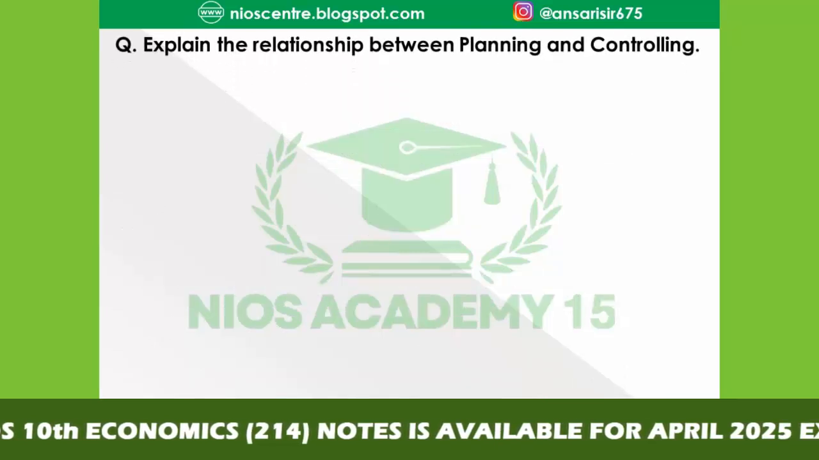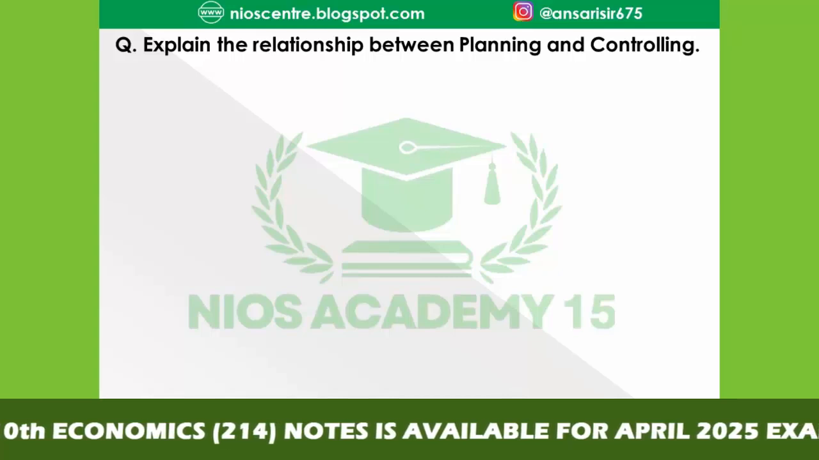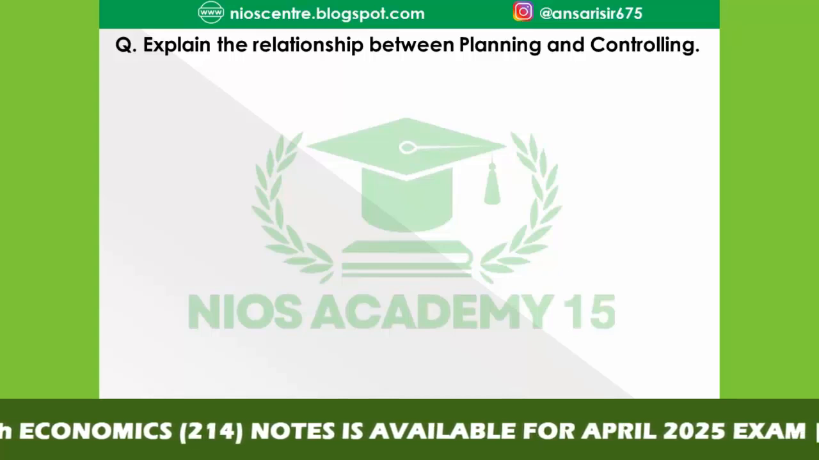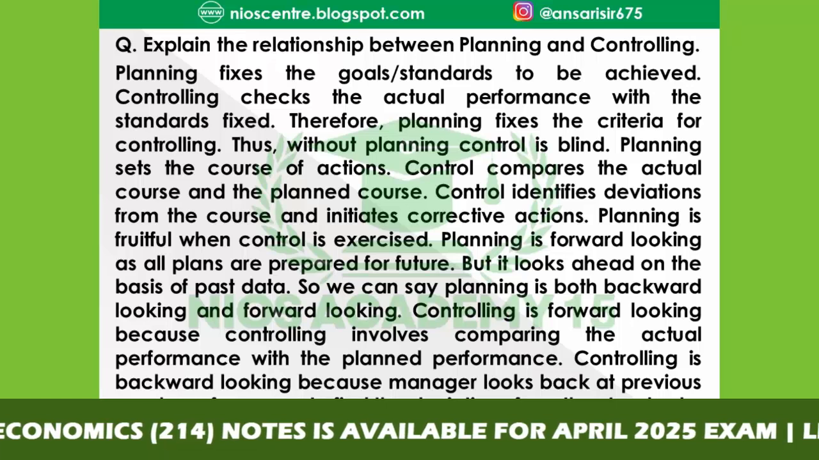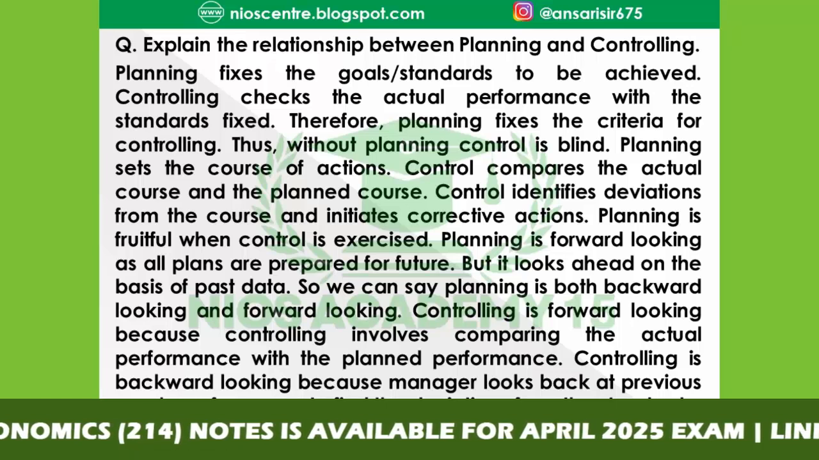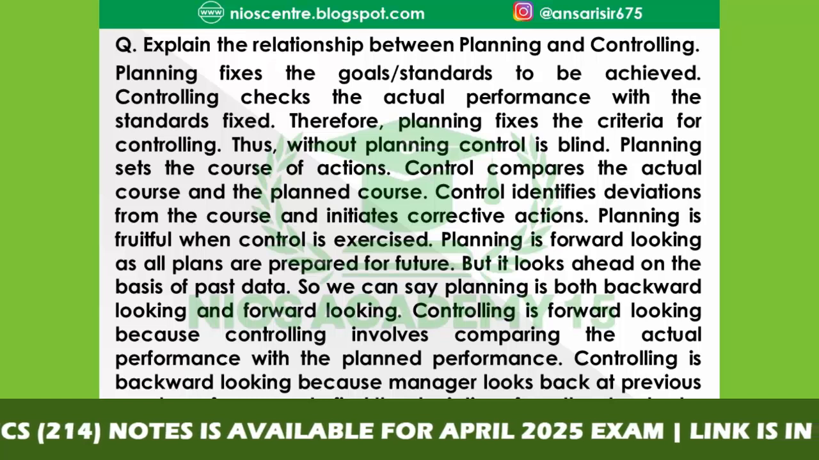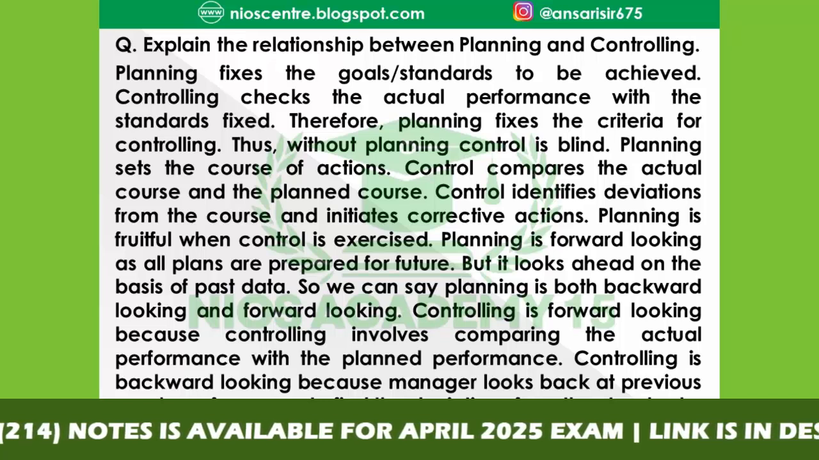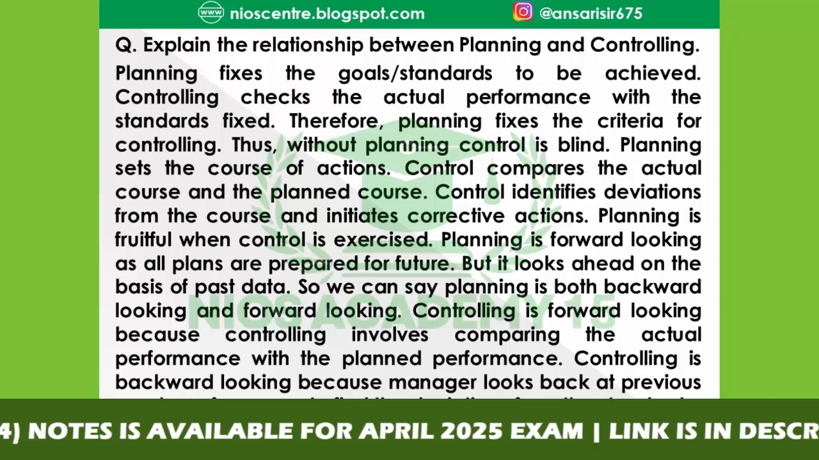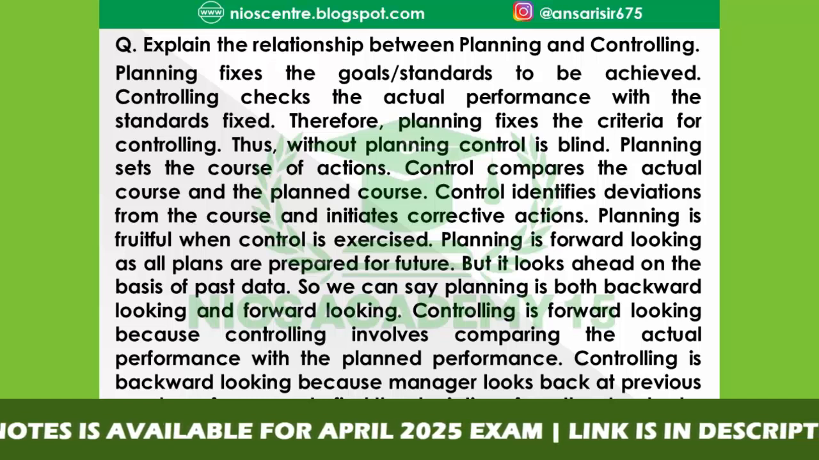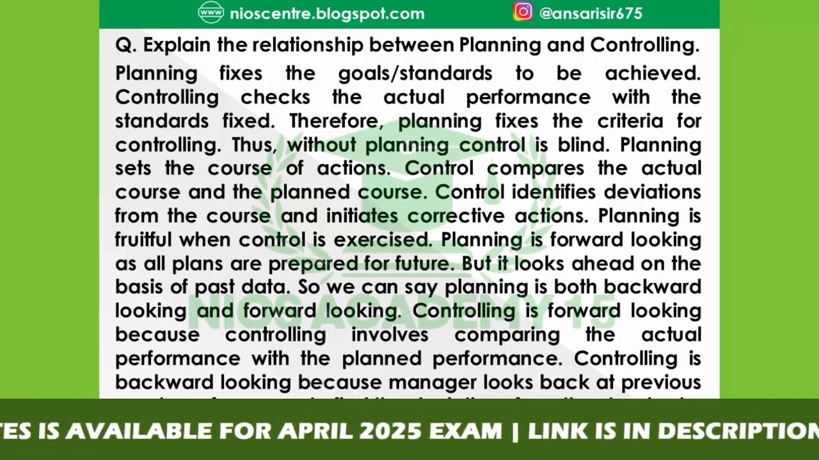Next important question is, explain the relationship between planning and controlling. And the answer is, planning fixes the goals or standards to be achieved. Controlling checks the actual performance with the standard fixed. Therefore, planning fixes the criteria for controlling. Thus, without planning, control is blind.